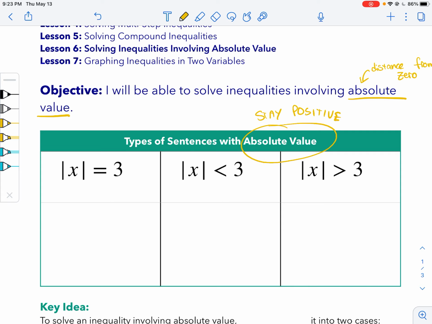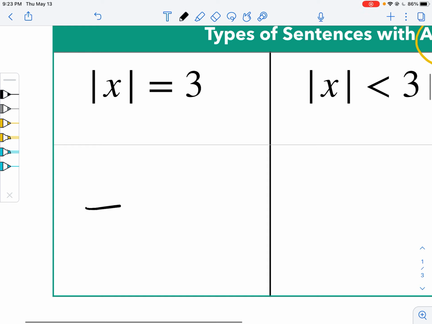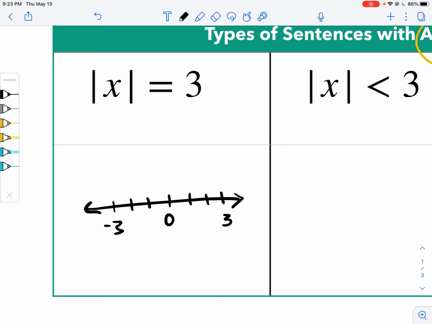For example, the two numbers with absolute value of 3 we can represent with this beautiful number line. We're looking for numbers that are 3 away from 0, and that's -3 and 3. So if the absolute value of x is equal to 3, then x equals -3 and x equals 3.